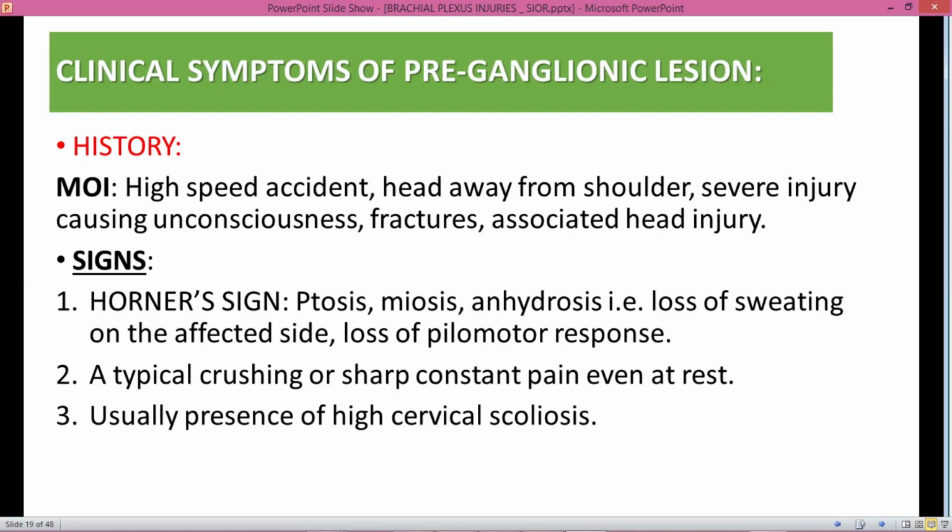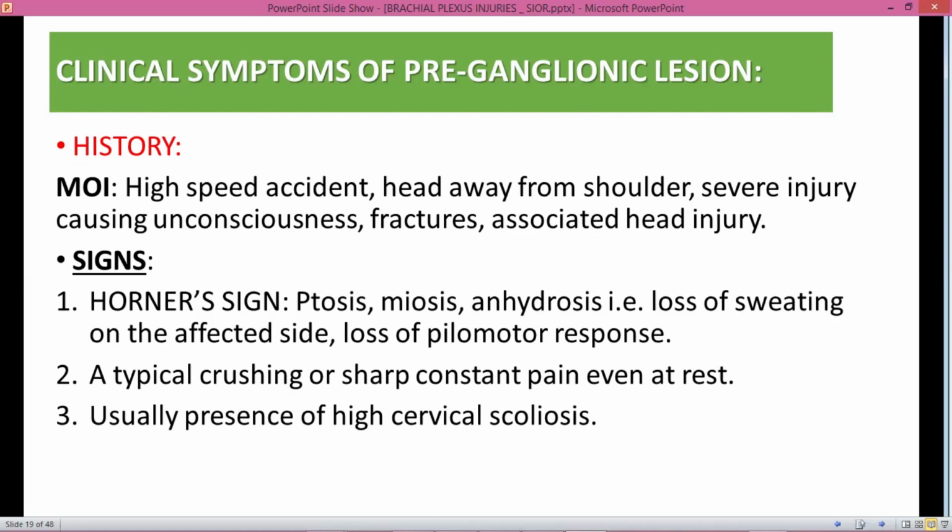The signs which we can pick up to identify a preganglionic lesion are Horner's sign. In Horner's sign, first there is ptosis. What is ptosis? Ptosis is drooping of your eyelid. Then miosis. Miosis means there's a constriction of your pupils. Anhidrosis is loss of sweating on the affected side. And there is loss of the pilomotor response. The normal pilomotor response is that whenever a cold or hot sensation is applied to the skin, the hair stands erect. So there will be loss of the normal pilomotor response.